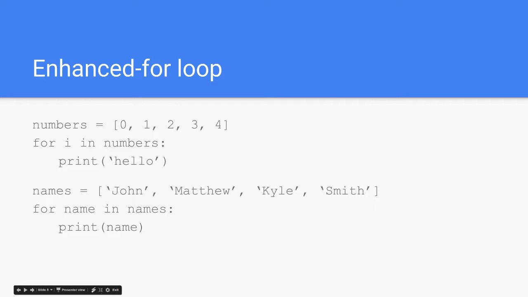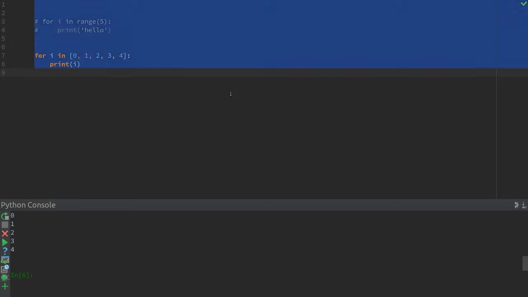These are examples of for loops that may be used in practice. The numbers example is exactly like the example just given, where range is replaced with an array. The names example is slightly different, and it may be more conducive to actual use of programming, and I will show this used down below.